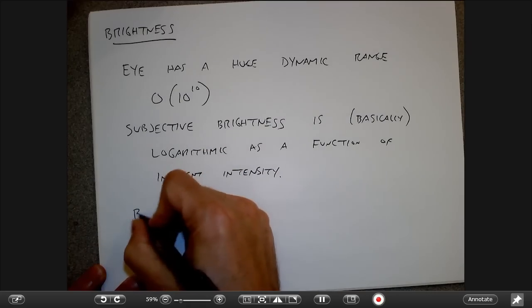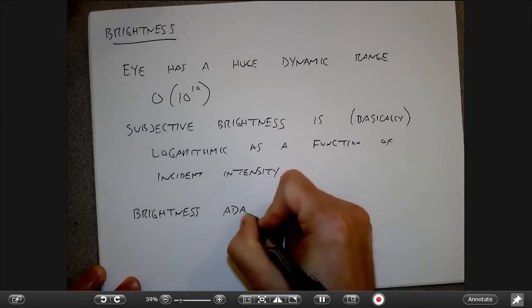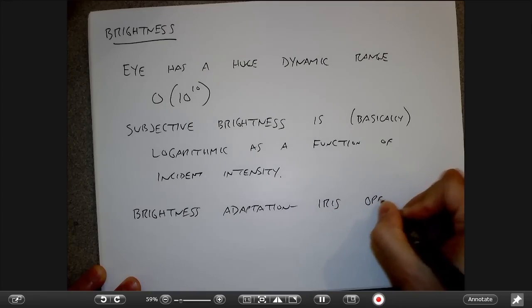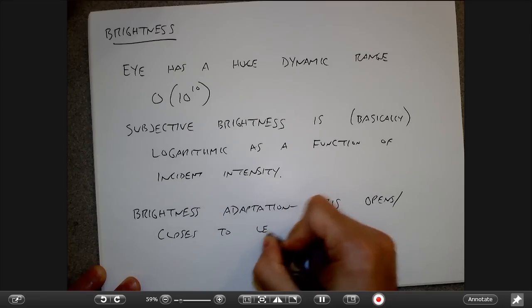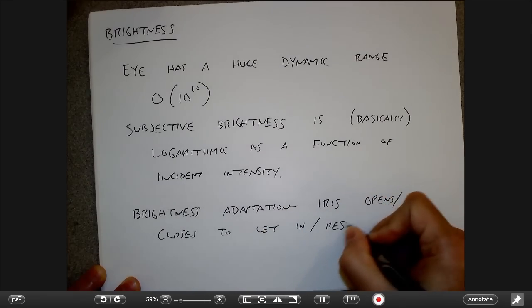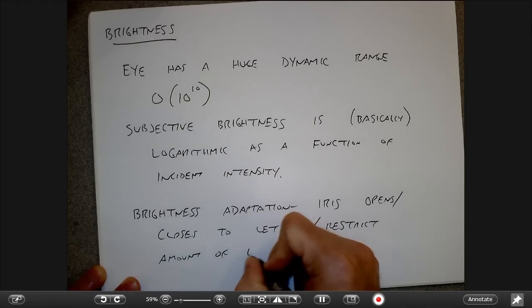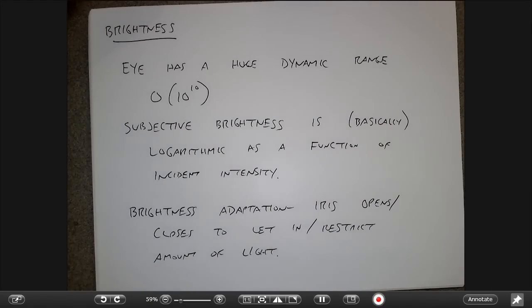That just means that the iris opens or closes to let in or restrict the amount of light. Okay. And there have been a lot of very cool psychophysical experiments in terms of how humans perceive light.